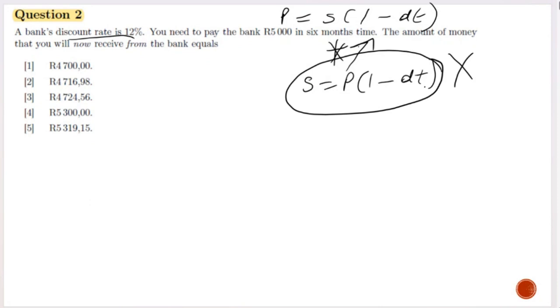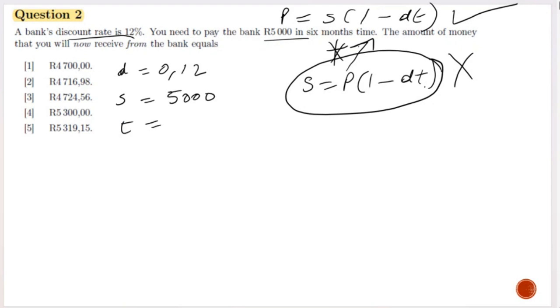Common mistakes that we would have. Okay, so now this is a formula that we are going to use depending on the information that is given. So the discount rate, you are told that the discount rate is equal to 0.12. You need to pay the bank 5,000 in 6 months' time. This is the amount that you need to pay in the future in 6 months' time. So now your amount in the future that you need to pay in 6 months' time is 5,000.